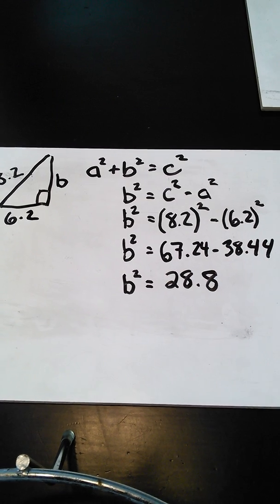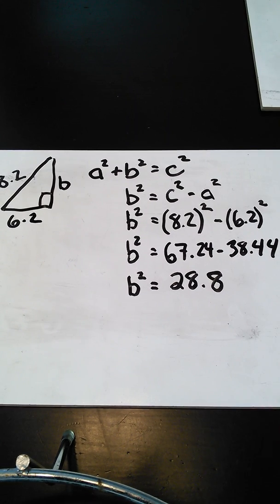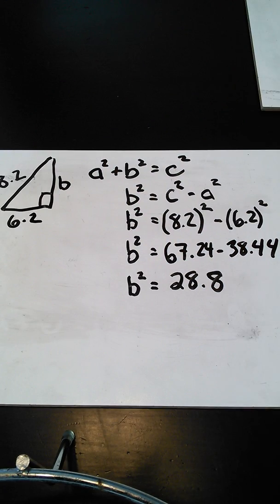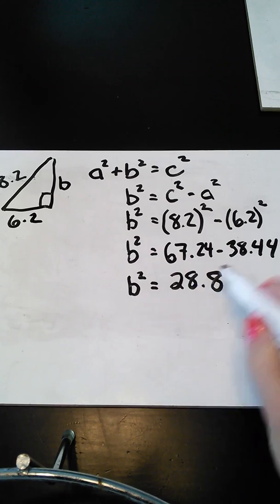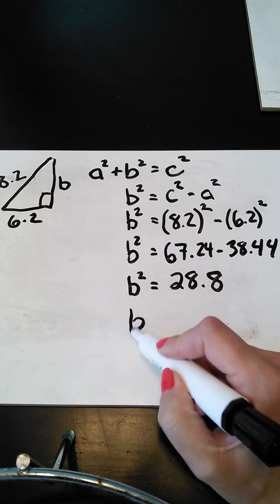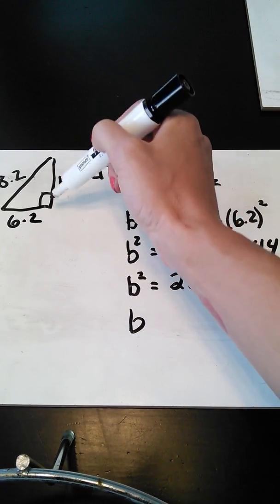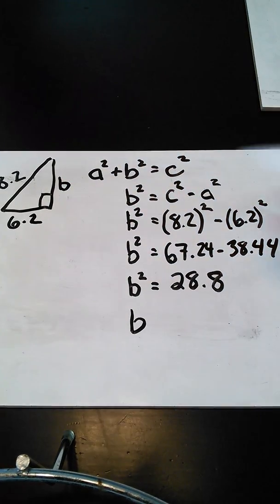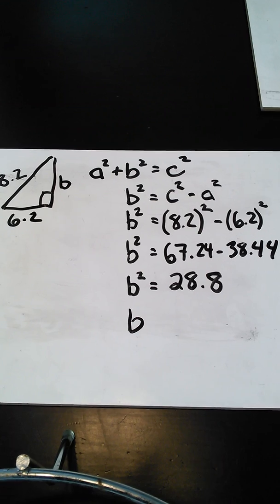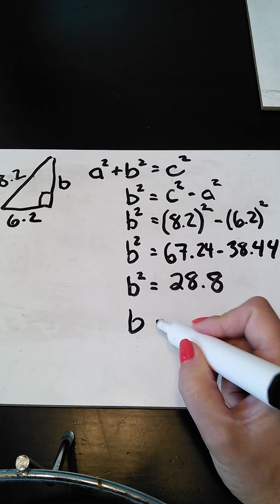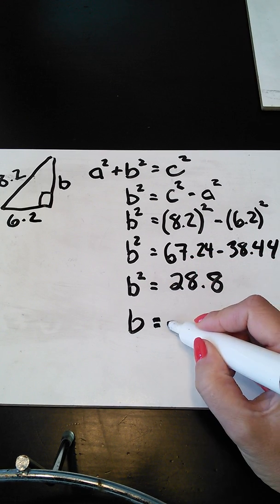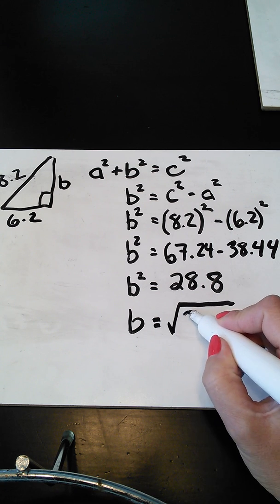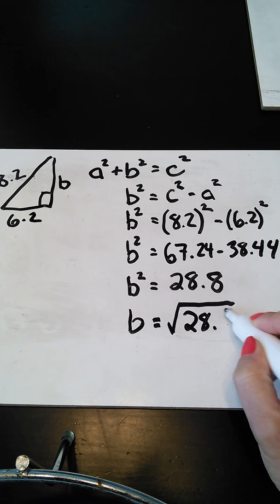Now, we only want the b length, the side length. So the side length is not squared. We just want to find b. Also, if we look, 28.8 would not make sense here. It would be far too long. It would come off the side and it wouldn't make a right angle triangle. So for here, we need to find just b. So we need to find the square root of 28.8.